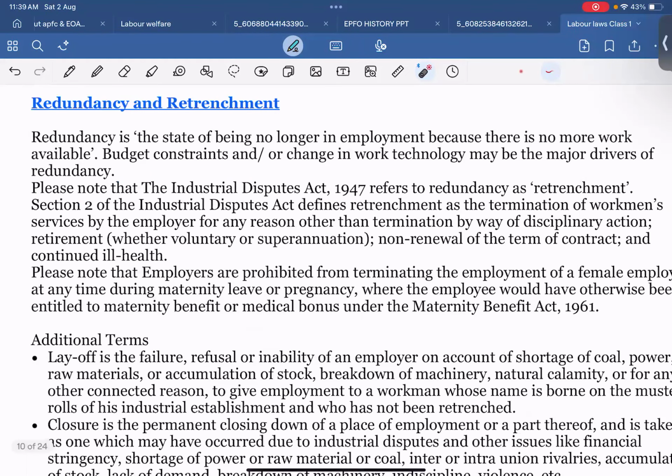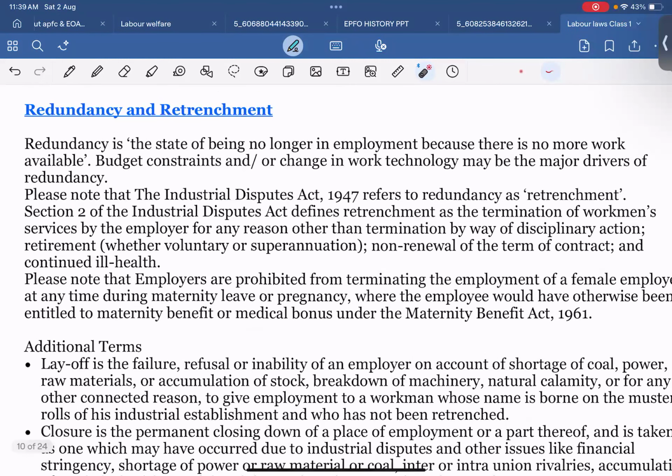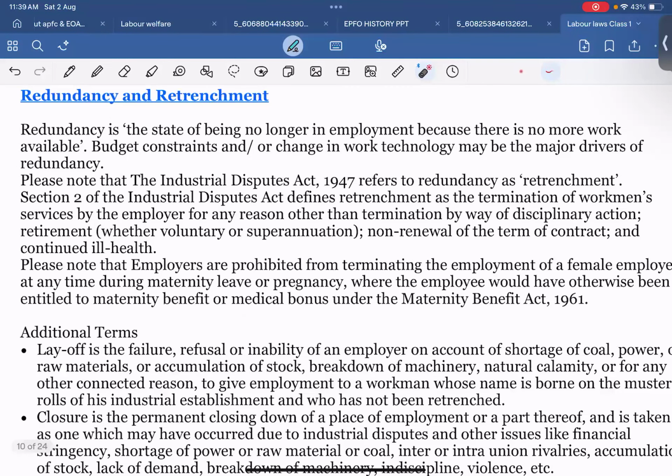Section 2 of the Industrial Disputes Act defines retrenchment as the termination of a workman's services by the employer for any reason other than termination by way of disciplinary action, retirement, whether voluntary or superannuation, non-renewal of the term of contract, and continued ill health.